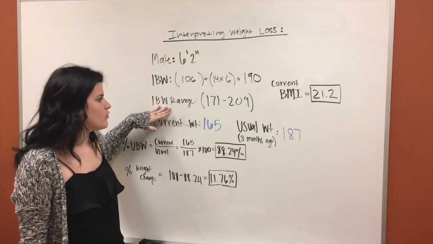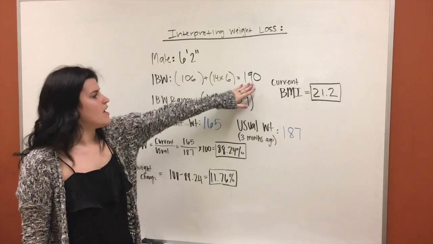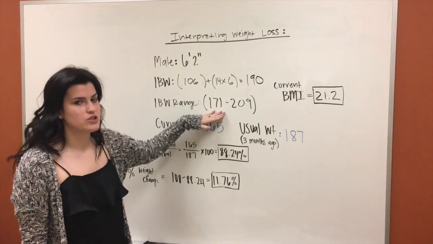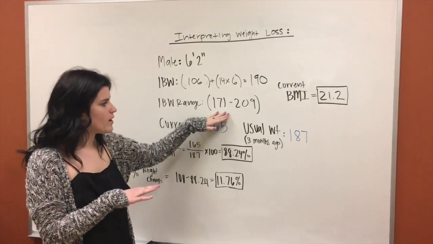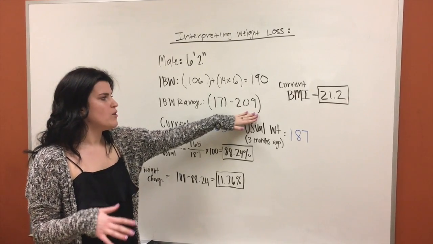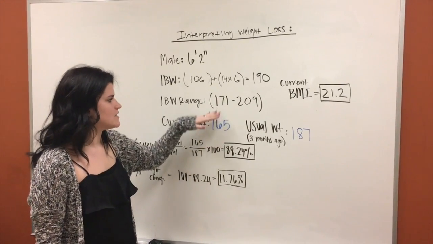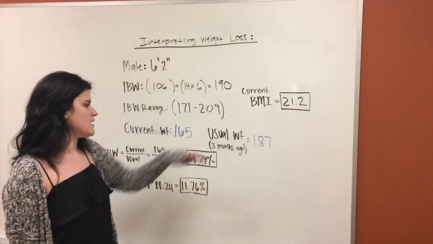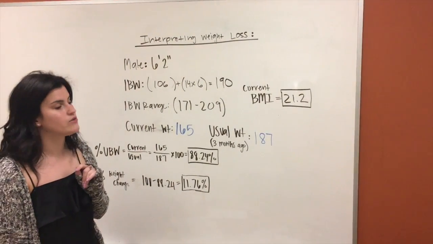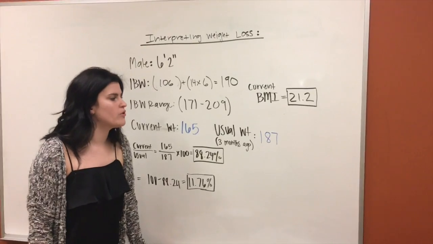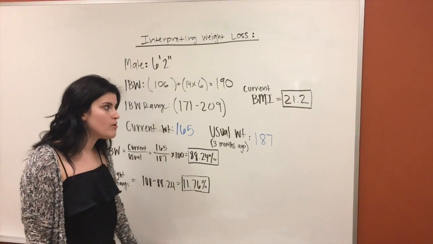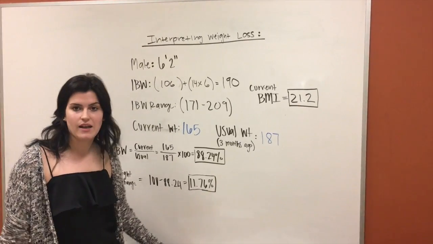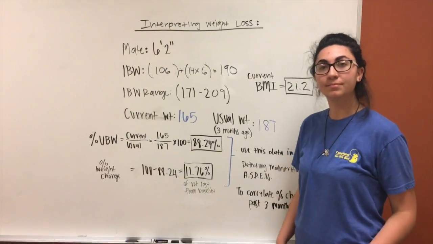So we determine the range by taking 10% of the ideal body weight and adding and subtracting that to find the low range, which is 171, which would be considered underweight, and then 209, which would be considered overweight. And this patient is less than the underweight range. Alrighty, this is the current BMI based on his current weight, which is 21.2, and this BMI is within normal range. However, it is not necessarily reliable based on health standards, but Ashley, my colleague, will go into that further.